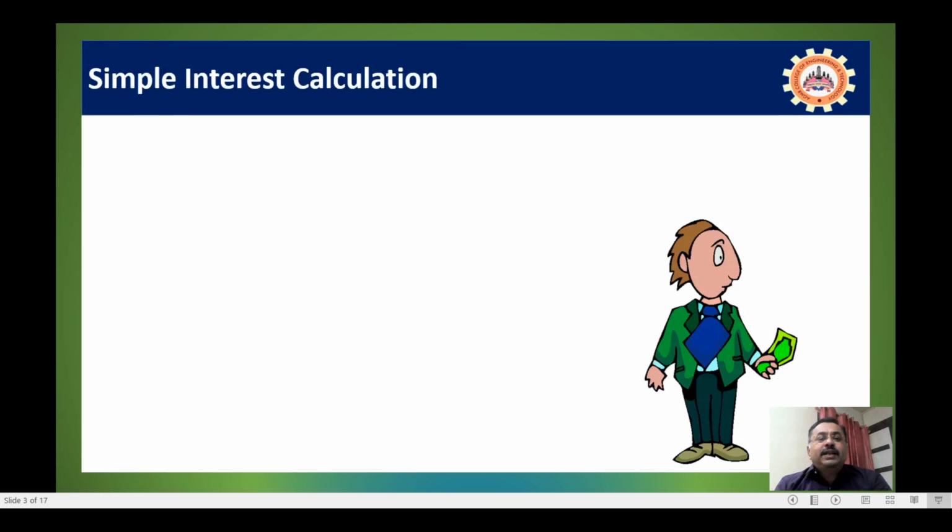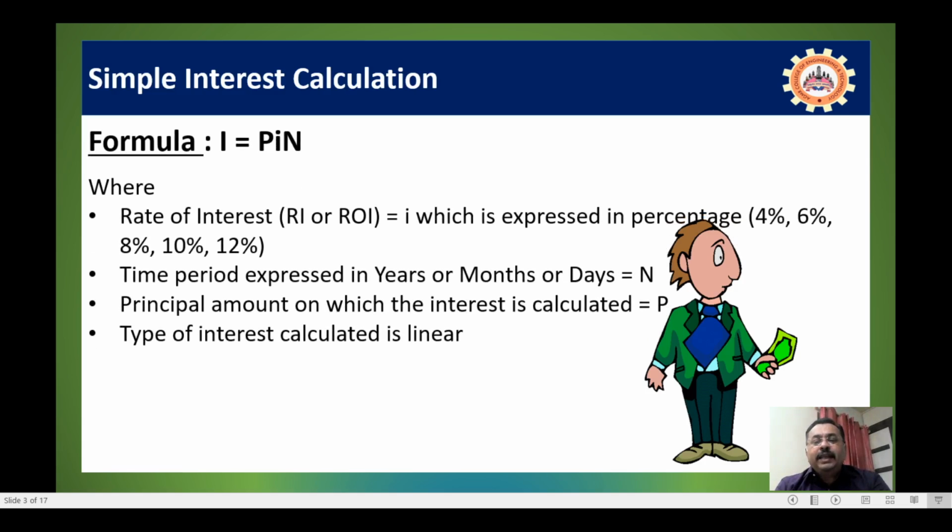Now let us see the simple interest calculation, how the simple interest comes and how to calculate it. A person is lending money. You can see that a person is lending money here, and in return what he is going to get with respect to the simple interest is what we are calculating here, where the formula is I equals P into i into n. The rate of interest, that is i, we call it ROI, return on investment, whatever we get.